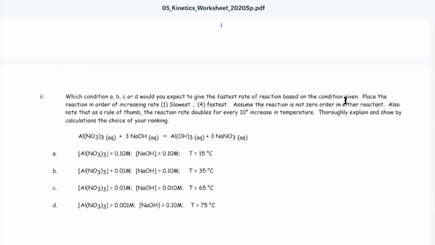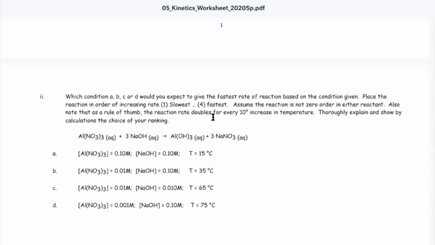Also note that as a rule of thumb, the rate doubles for every 10-degree increase, and thoroughly explain and show by calculation your choice and your ranking. What you need to do is rank A, B, C, and D based on which is the slowest, which is going to have the lowest rate, based on the conditions written here, and which is going to be fastest. So you rank number 1 as the slowest and rank number 4 as the fastest.